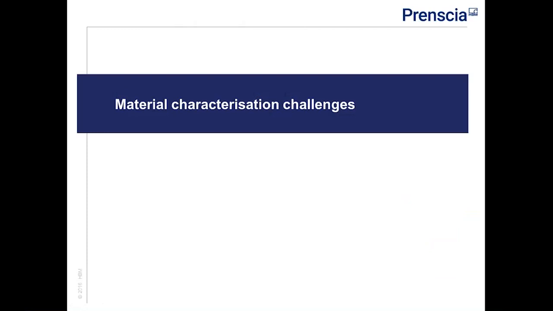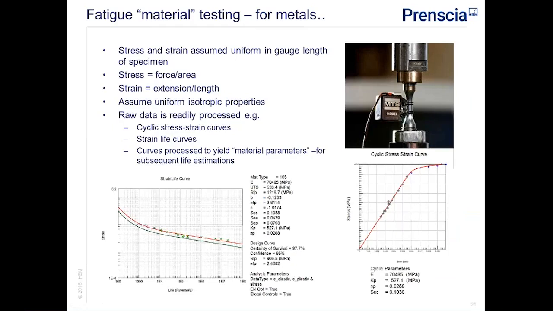Okay, so material characterization challenges. Just to set this in context, I'm going to go back again to what we know about characterizing metals first. When we want to characterize a metal for fatigue, for example, if we want to use the local strain approach, we test specimens such as the one illustrated in the picture on the top right. So this is a nice, smooth, cylindrical specimen with gentle radii, and it's tested in strain control as defined by the clip gauge that's attached to the side of it.